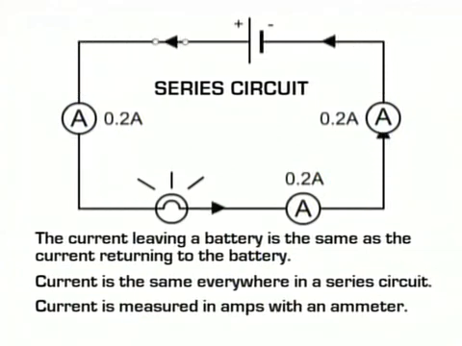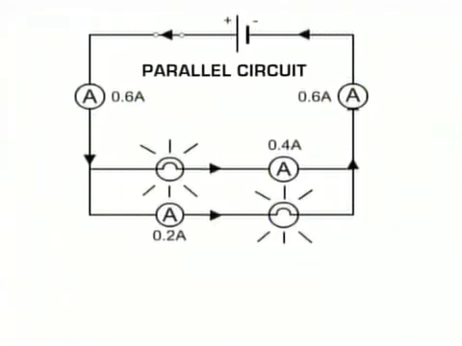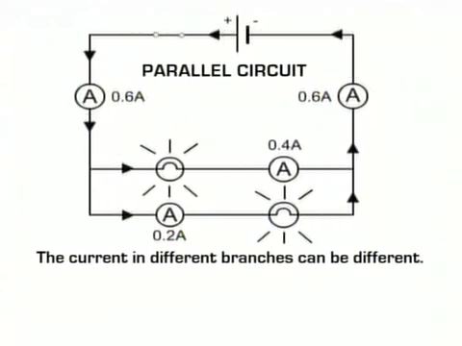Current is measured in amps, with an ammeter, which can be connected in series with each component to measure the current flowing at that point. This is a parallel circuit, where the current can split up and go around different branches of the circuit. The current flowing in different branches can be different depending on how easy it is for the current to flow that way. Ammeters connected in different branches of the circuit will show different measurements.